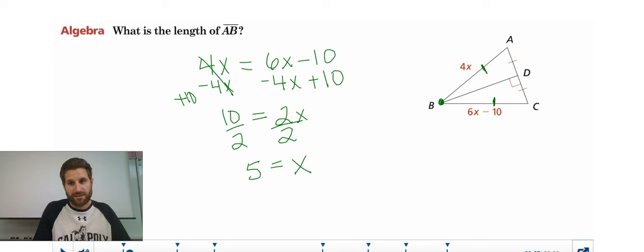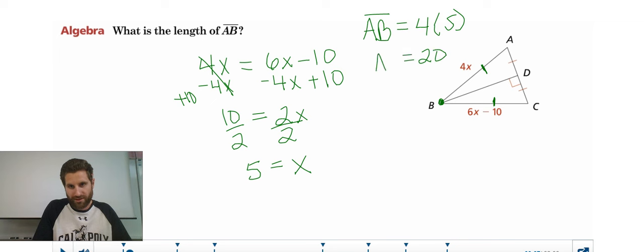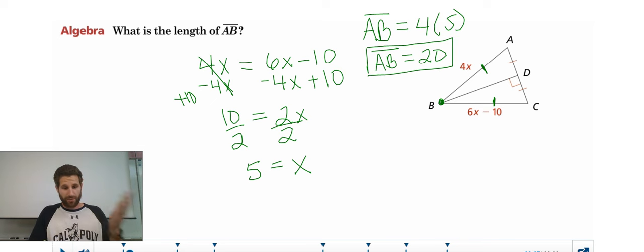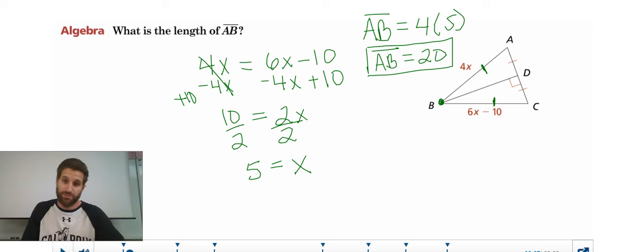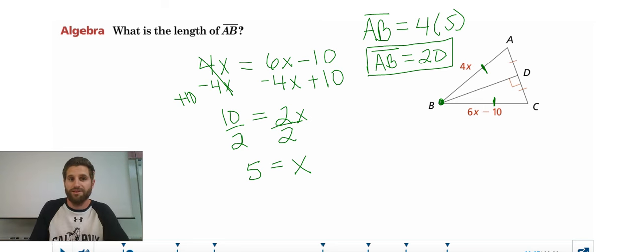Now I'm not done yet, because I want to find the length of AB. So AB is equal to 4 times 5, which gives me 20. So there's my final answer there. AB is equal to 20. Okay. So again, that's perpendicular bisector. I know if it's perpendicular bisector, I'm equidistant from it.